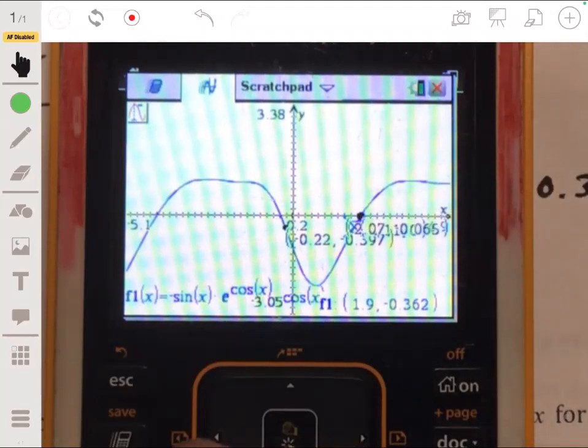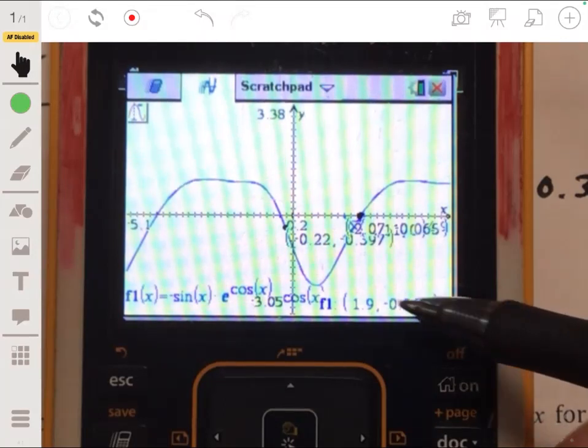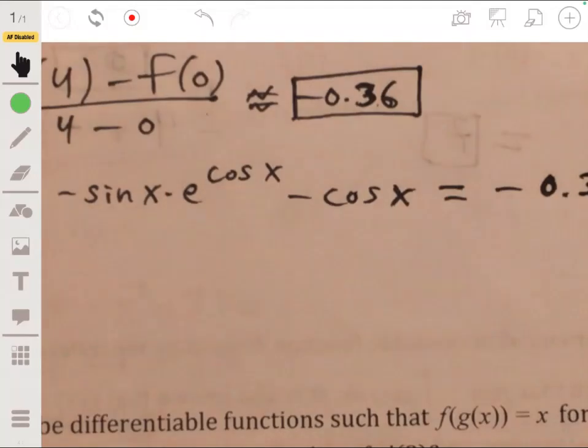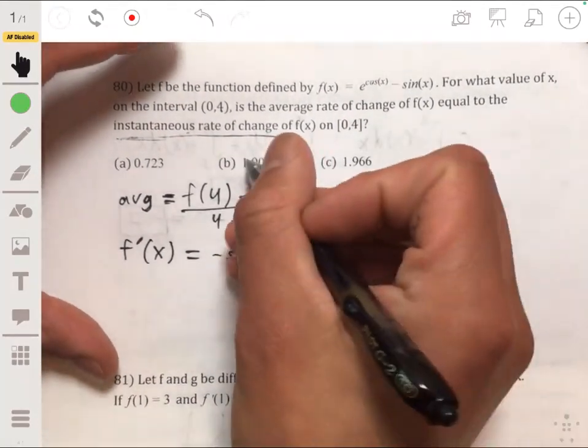Let me move over actually. Oh yeah, no, sorry. There it is. That's in the blue down here. So if you're looking at the blue, you can see the y value is about negative 0.36 and the x value is 1.9. So we want that x value, 1.9. Zooming back out, the answer will be B.